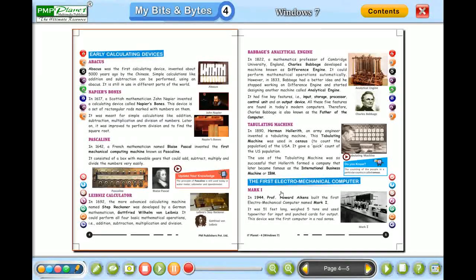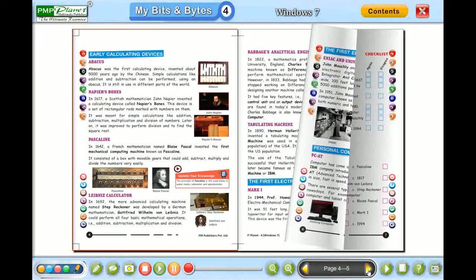First electromechanical computer. What do you mean by electromechanical computer? It means a computer which has some mechanical parts and some parts driven electronically. Mark 1. In 1944, Professor Howard Aiken built the first electromechanical computer named Mark 1. It was 51 feet long, weighed 5 tons and used typewriter for input and punch cards for output. This device was the first computer in real sense.